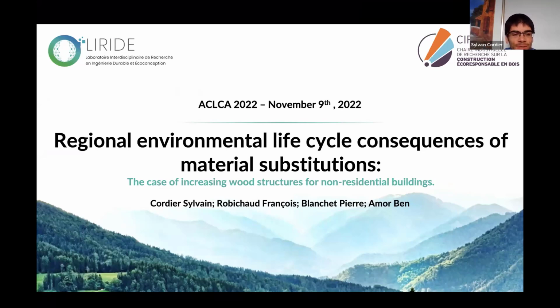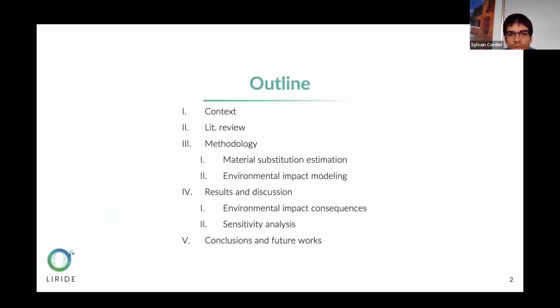I'm Sylvain Cordier. I'm a PhD candidate at the University of Sherbrooke, and I will tell you about regional environmental life cycle consequences of material substitution in the case of increasing the use of wood structures in non-residential buildings. In the second slide, I will give you some words about the context, the literature review, the methodology, and the results.